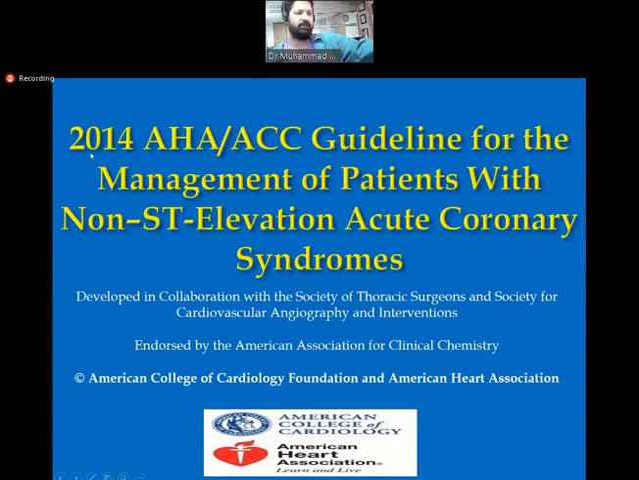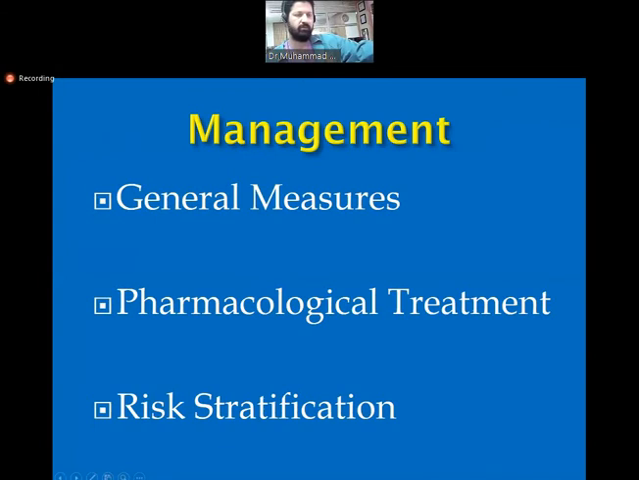Now let's have a view of the treatment of patients with non-ST elevation MI, that is unstable angina or non-ST elevation MI. This is also from the guidelines published in 2014 by ACC and AHA, recommended treatment for non-ST elevation MI patients. Same pattern: general measures, pharmacological treatment, and in this you don't need rapid or very emergent revascularization, but you have to risk stratify the patient: which patient should be taken to the cath lab as early as possible and which patient should be kept on medical treatment, and when the acute pain or acute issue gets resolved, then we do the cath of this patient.